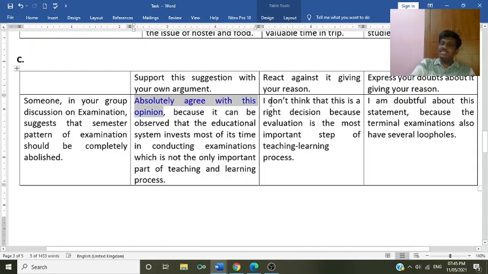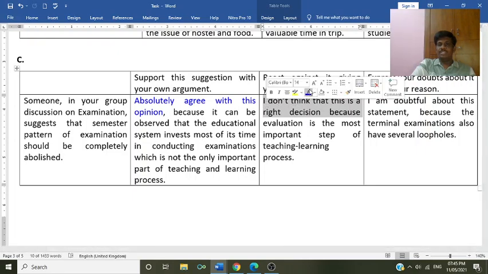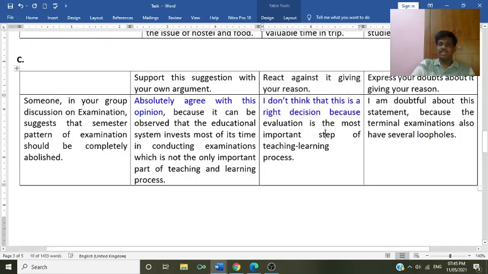I don't think that this is the right decision, because evaluation is the most important step of a teaching learning process. Here also you can see the first sentence: I don't think that this is a right decision. This is a common language expression that you can use frequently. Evaluation is the most important step of a teaching learning process, which is the reason why you are opposing this statement. Then expressing doubt: I am doubtful about this statement.